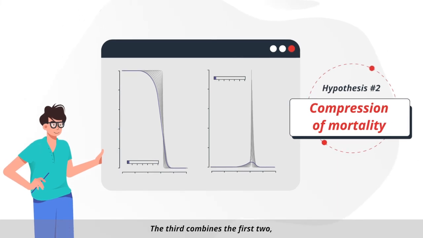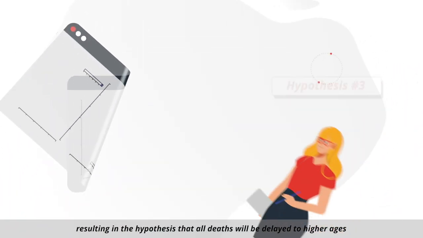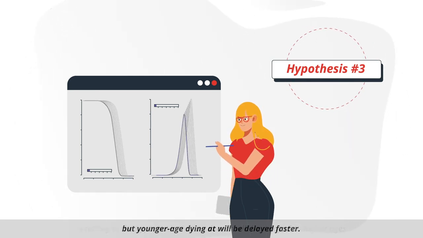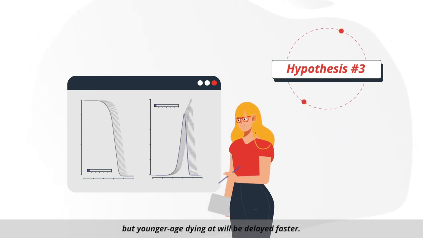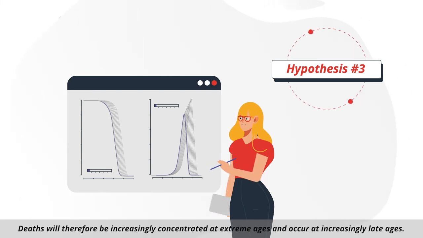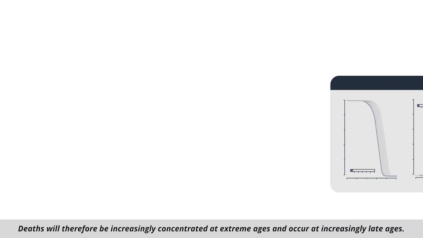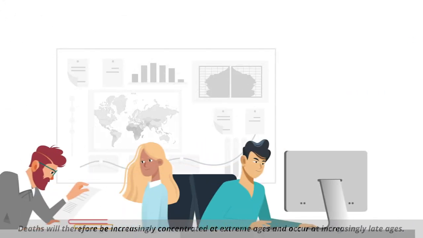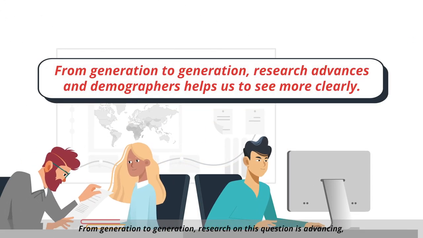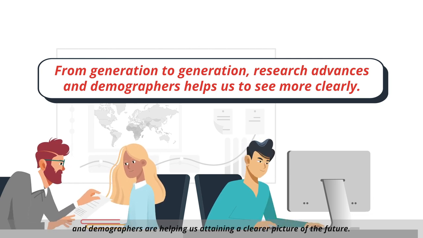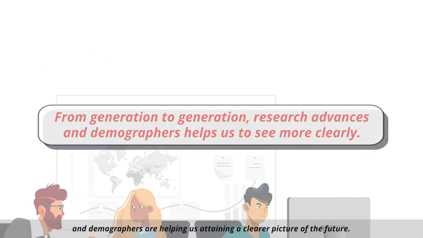The third combines the first two, resulting in the hypothesis that all deaths will be delayed to higher ages, but dying at younger ages will be delayed faster. Deaths will therefore be increasingly concentrated at extreme ages and occur at increasingly late ages. From generation to generation, research on this question is advancing, and demographers are helping us attain a clearer picture of the future.